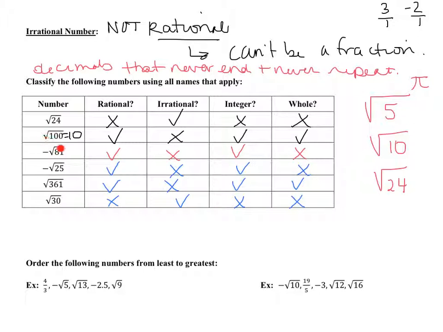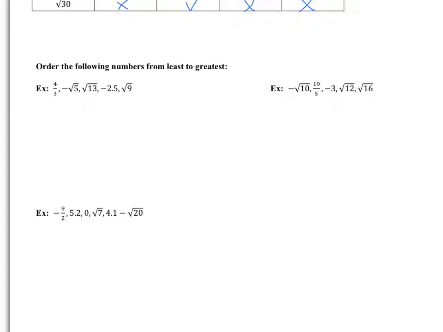So the negative square root of 81 is negative 9. Negative square root of 25 is negative 5. So because both of those are negative, it can't be whole. But they are integer and they are rational. And if something's rational, it can't be irrational. Square root of 361, it's actually 19, which would make it rational, integer, and whole, not irrational. And the square root of 30, we don't know the square root of 30, so it's irrational, which makes it automatically not everything else.